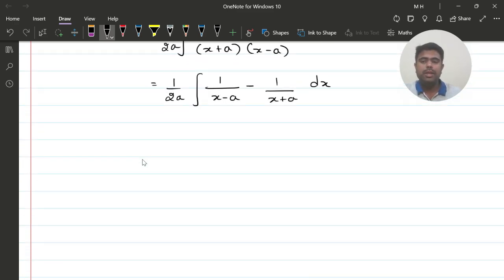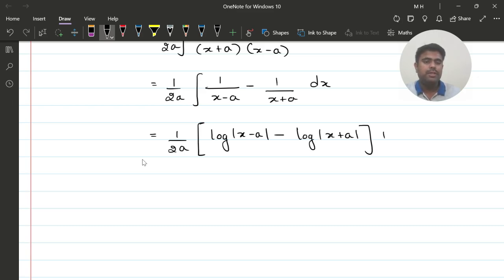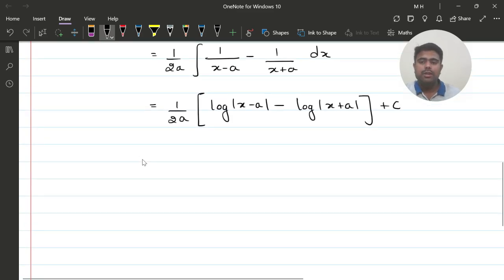So this will be equal to 1 by 2a into, what is the integral of 1 by x minus a? It is log mod x minus a, minus, what is the integral of 1 by x plus a? It is log mod x plus a, plus c, the integration constant. So this will be equal to 1 by 2a into log a minus log b is equal to what? It is log a by b.